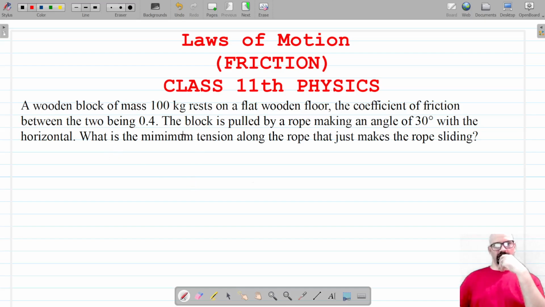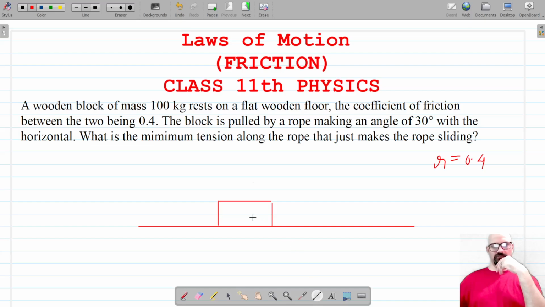A wooden block of mass 100 kg rests on a flat wooden floor. So let's say this is the flat wooden floor, and on this there is a wooden block of mass 100 kg, and the coefficient of friction between the two is 0.4. Now this block has to be pulled by a rope making an angle of 30 degrees with the horizontal.